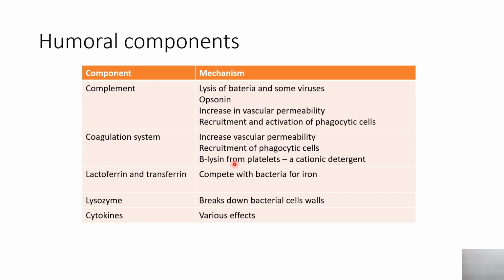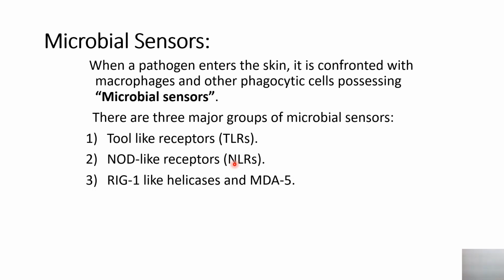Beta lysin from platelets acts as a cationic detergent. Then you have lactoferrin and transferrin. They compete with bacteria for iron. You have lysozyme, which breaks down the bacterial cell walls, the peptidoglycan layer of the gram-positive bacterial cell walls, and cytokines, which have various effects. Different cytokines have different upregulatory and downregulatory effects.